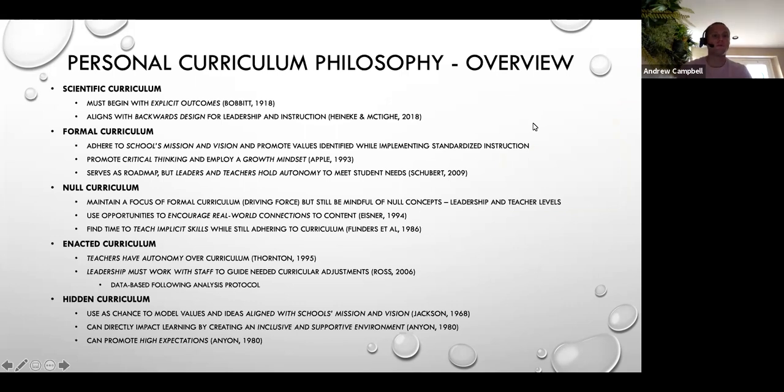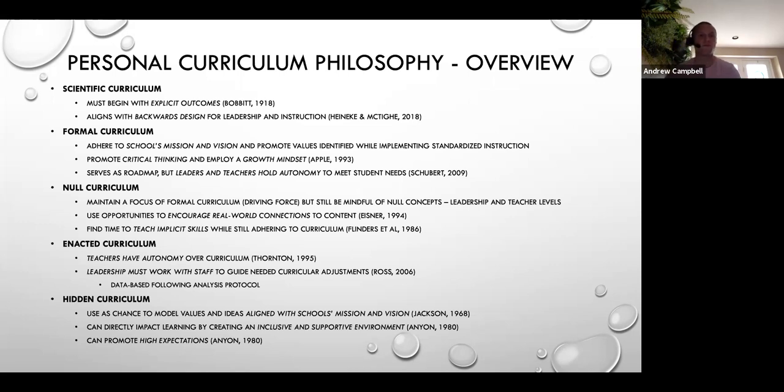So as an overview, we talked about different types of curriculums. This doesn't necessarily fall with my personal philosophy. Well, it falls with my personal philosophy. These are some of the points from the readings, some of the big takeaways that I'll be talking more specifically about as the presentation continues.